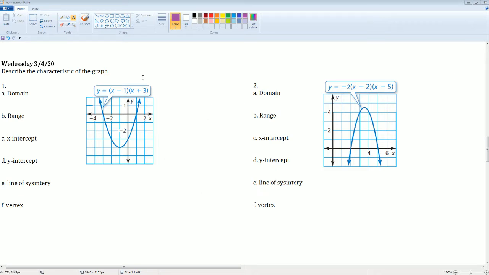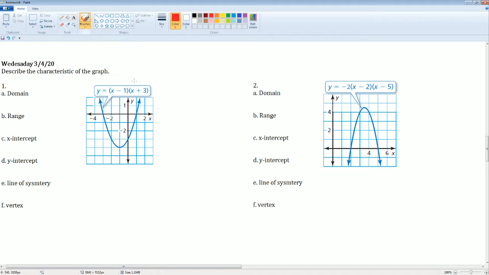We have two graphs here. We're going to do the first one: domain, range, x-intercepts, y-intercepts, line of symmetry, and vertex. This is a little review. All right, so let's take a look. So what is the domain here?